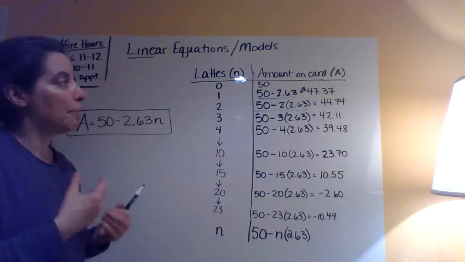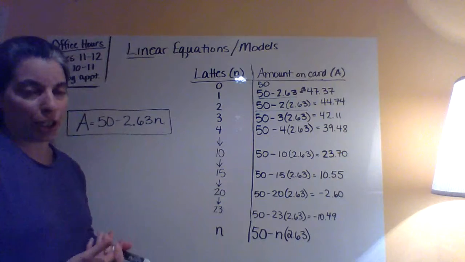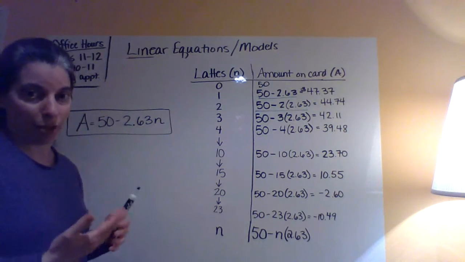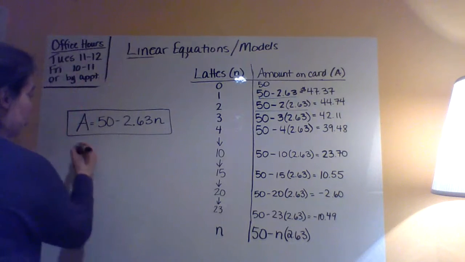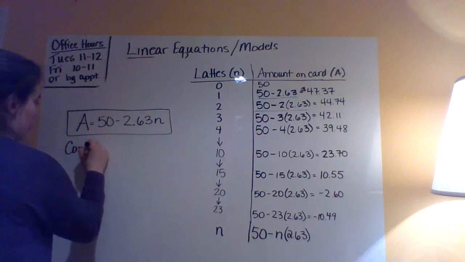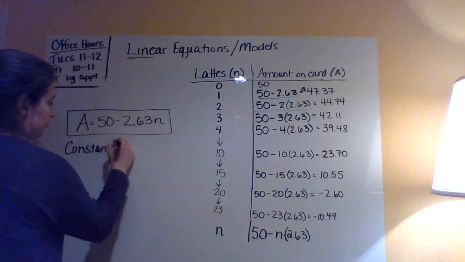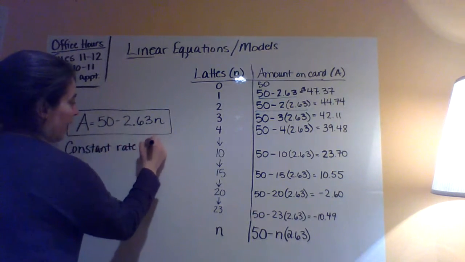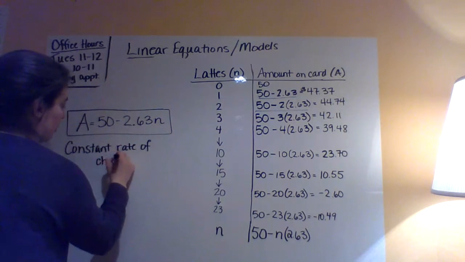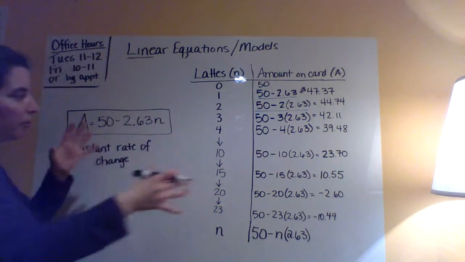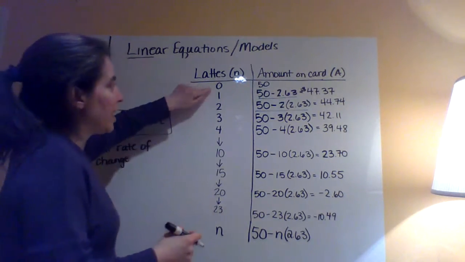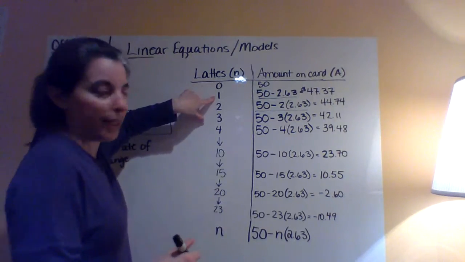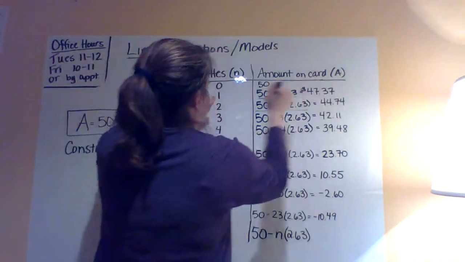The other thing I want to point out is when we're talking about linear equations and linear models, what makes a linear equation linear and what makes it form a straight line when you graph it is that there's a constant rate of change. And we'll talk more about rate of change in just a minute. But constant rate of change in the simplest way just means that the two variables change at the same amount every time. So every time I order one more latte, my amount goes down by 263.